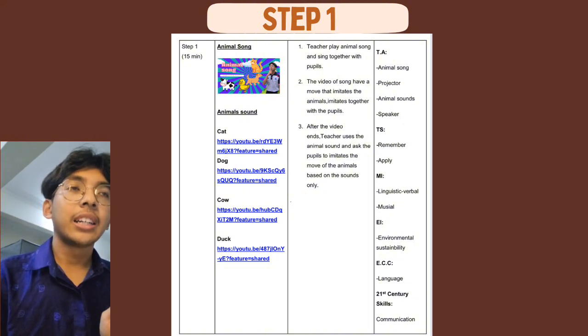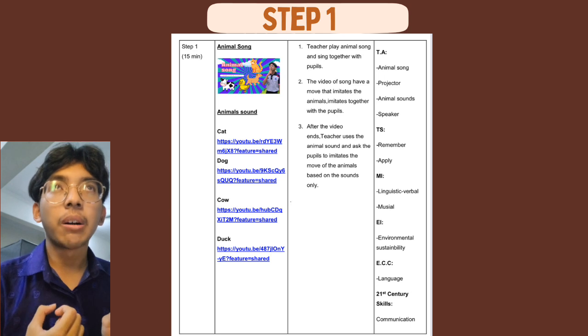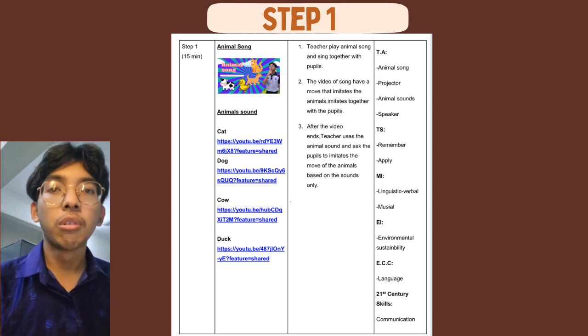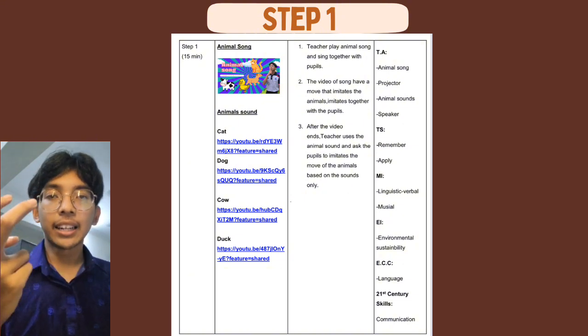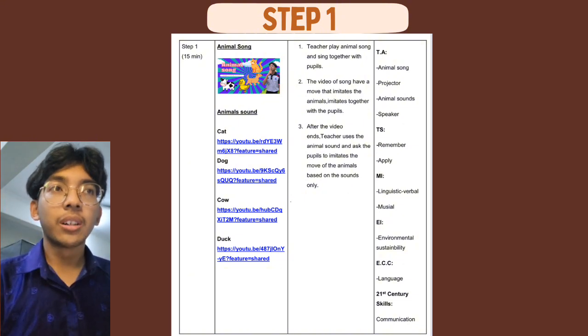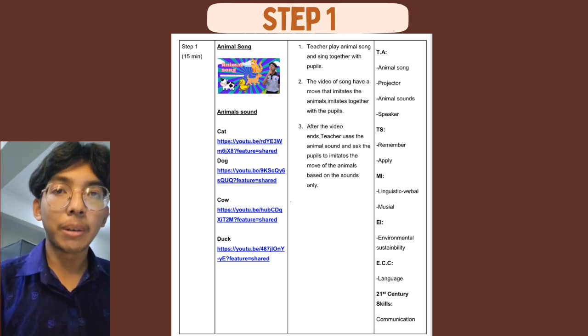So imitating is about the movement. We use the physical movement and the sight of the eye to have the pupils imitate the video and also to know the animal.